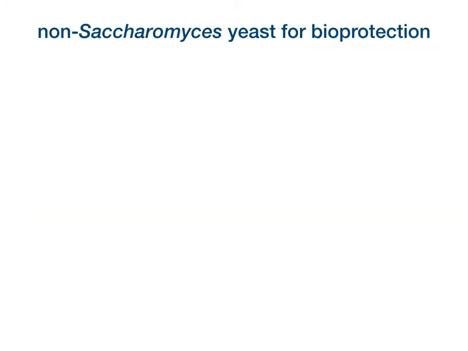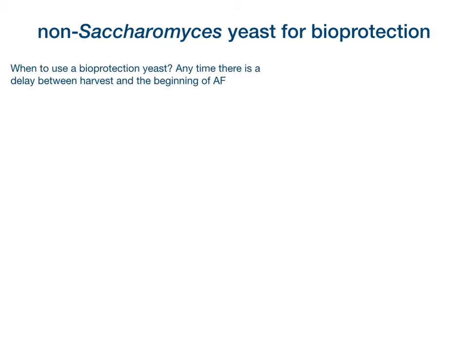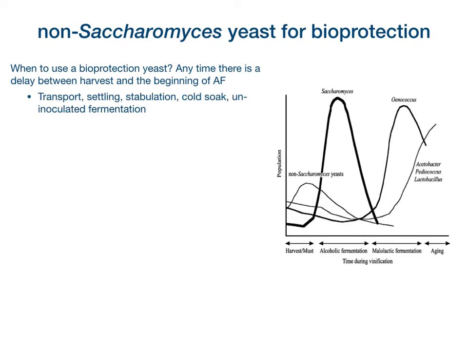So when we think about non-Saccharomyces yeast for bioprotection, what are the things that we need to be thinking about? And the first question is when should I actually be using this? Is this something I need to use all the time? And basically the answer to that is that these could be helpful at any time that there's a delay between harvest and the beginning of alcoholic fermentation. So if we think back to that graph that we were looking at earlier, we have this delay between the time that the grapes come off the vine to the time that Saccharomyces takes over and produces that anoxic environment with the low pH and everything else that's going to be inhibiting our spoilage organisms.